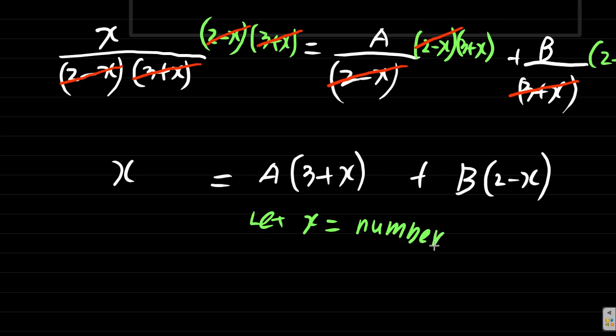Now, if we make x be any number we want, we'd have to solve a pair of simultaneous equations, using any method you want, whether elimination, substitution, whatever. The thing is, the most convenient number to use for x is the number that makes a instantly eliminate or disappear. Which number is that? We make a multiply by 0. So we let 3 plus x equal 0. That is what happened. x equals negative 3.